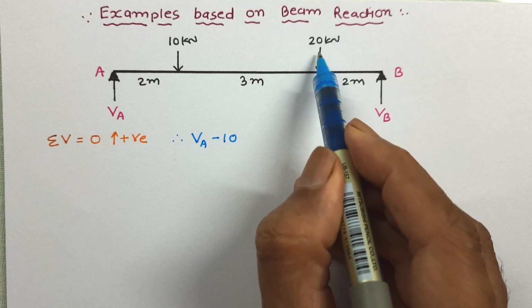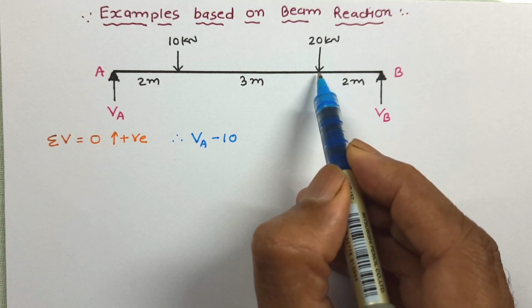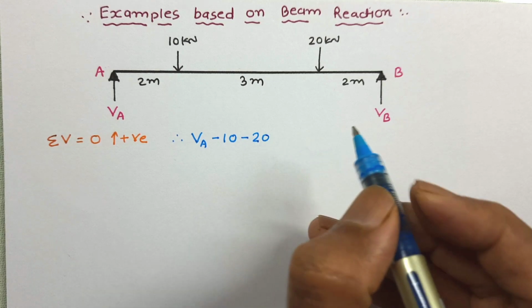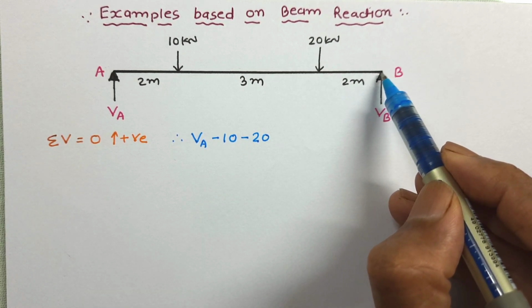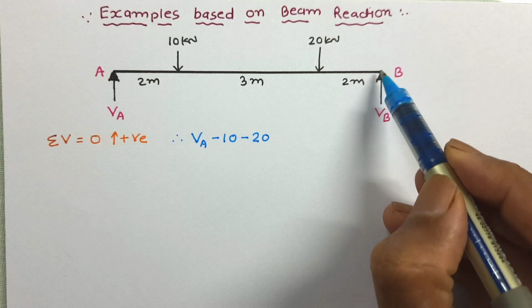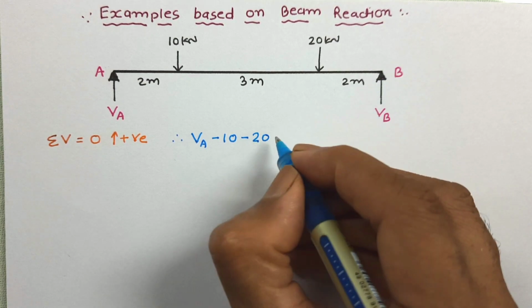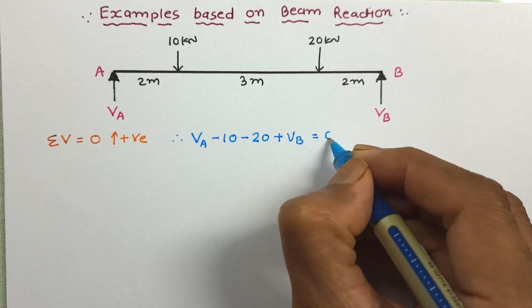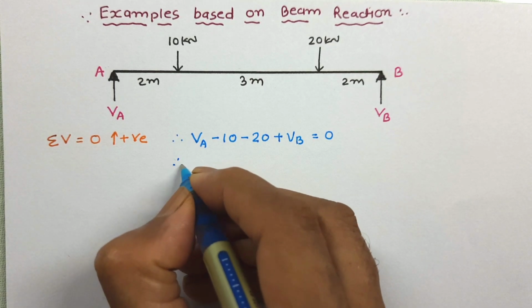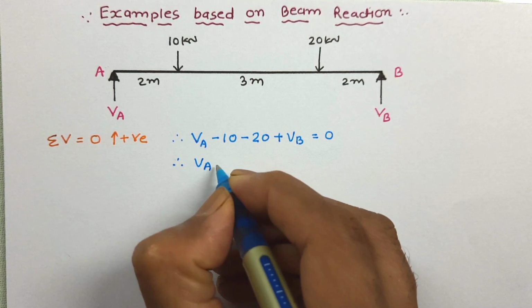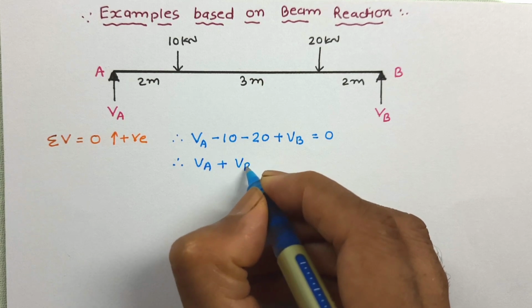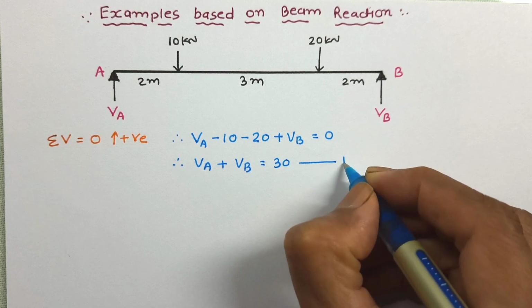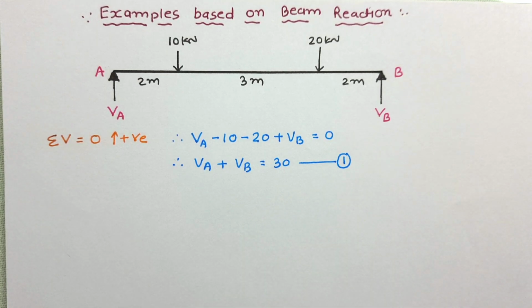Move ahead. 20 kilonewton force is there. It is acting in downward direction. So we will write minus 20. And finally at point B, vertical reaction VB is acting in upward direction. So it will be positive. And algebraic sum of all is 0. So we can write VA plus VB, that is equal to 30, and this is our equation 1.